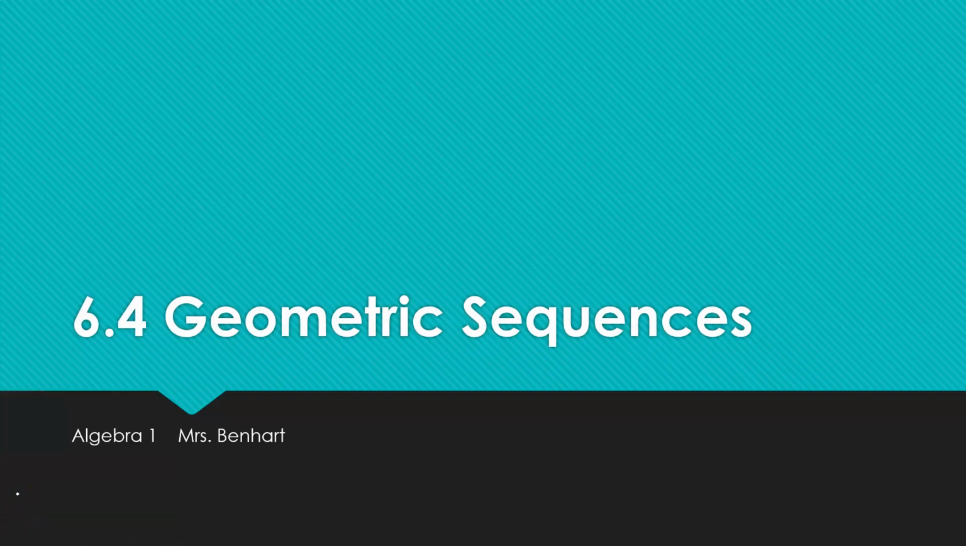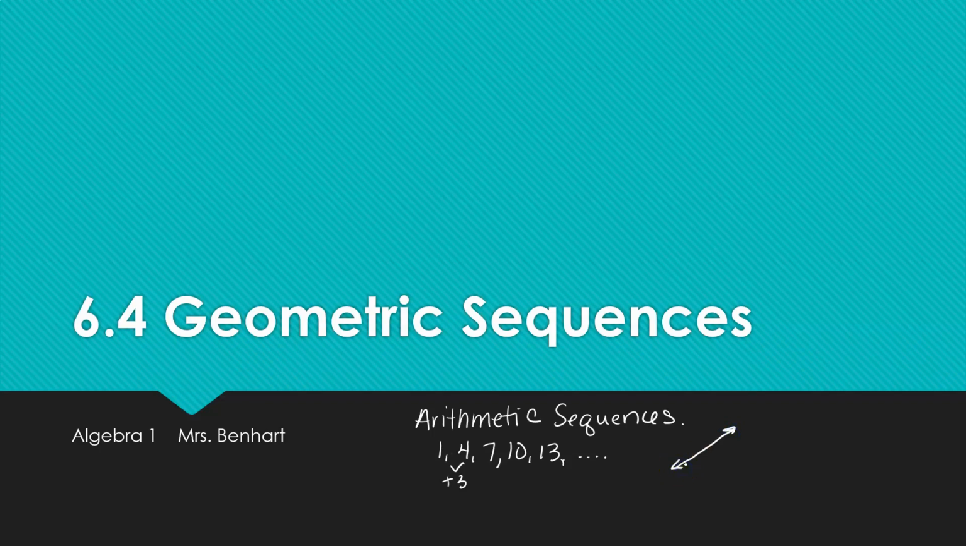All right, this section is on geometric sequences. In chapter 3, we talked about arithmetic sequences. So here's a couple examples. 1, 4, 7, 10, 13, it goes on like that. So you're adding 3 each time. So those kind of sequences are linear and end up with a graph like that.